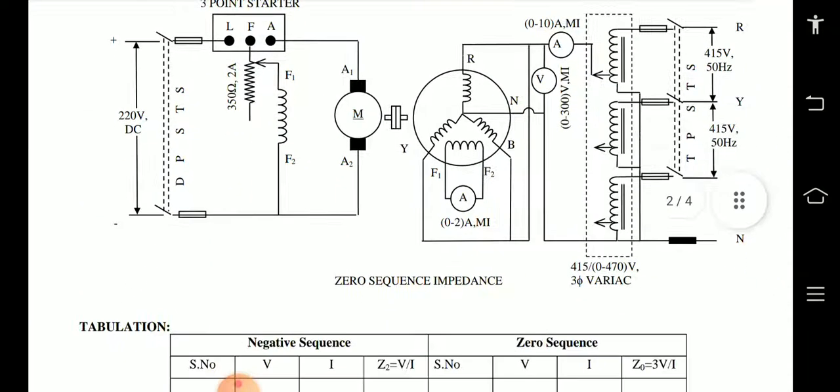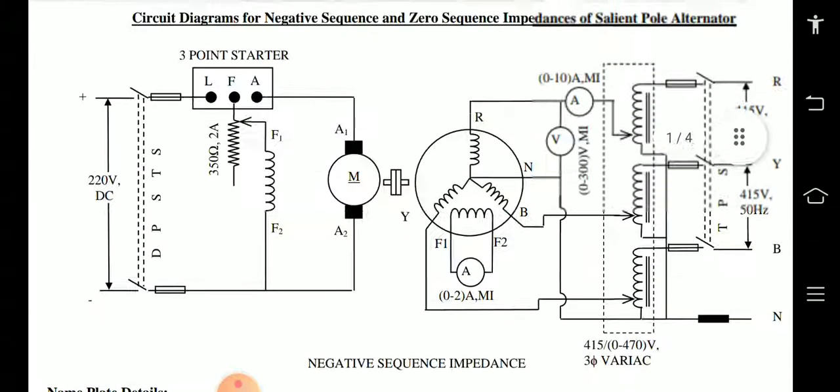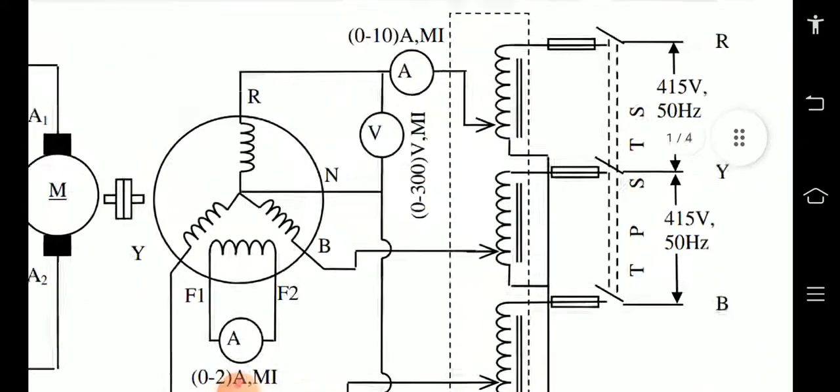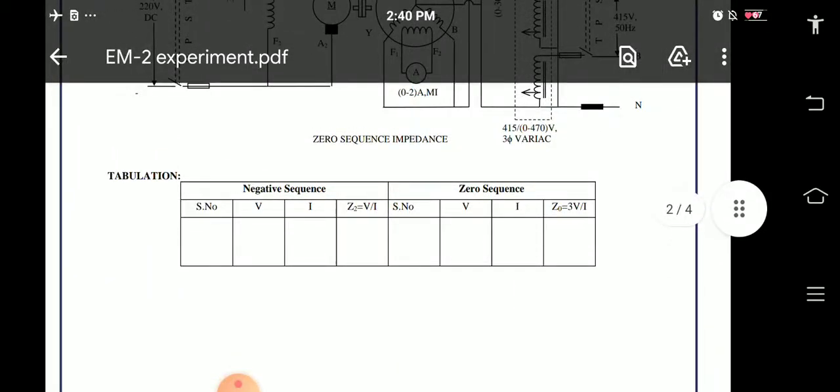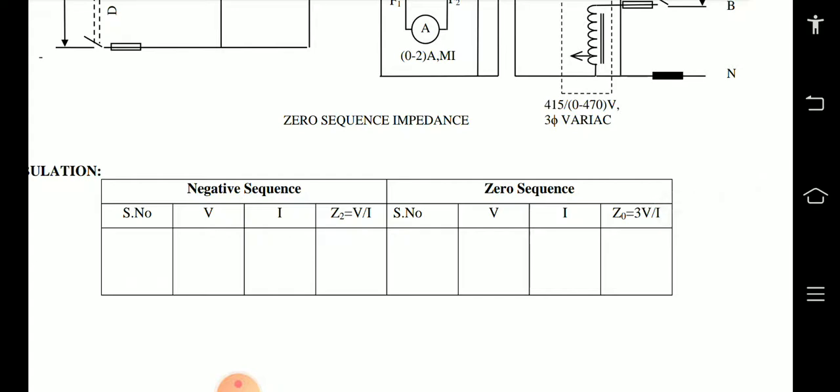And we are having the tabular column for our negative sequence, that is we should note the voltage and ampere from your voltmeter and ammeter which is connected across the alternator when you are varying the excitation with the help of your auto transformer. Thereafter you have to calculate the impedance Z2 for your negative sequence, that is Z2 is equal to V divided by I. So thereby we can calculate this Z2. Okay, the main thing here is finished.